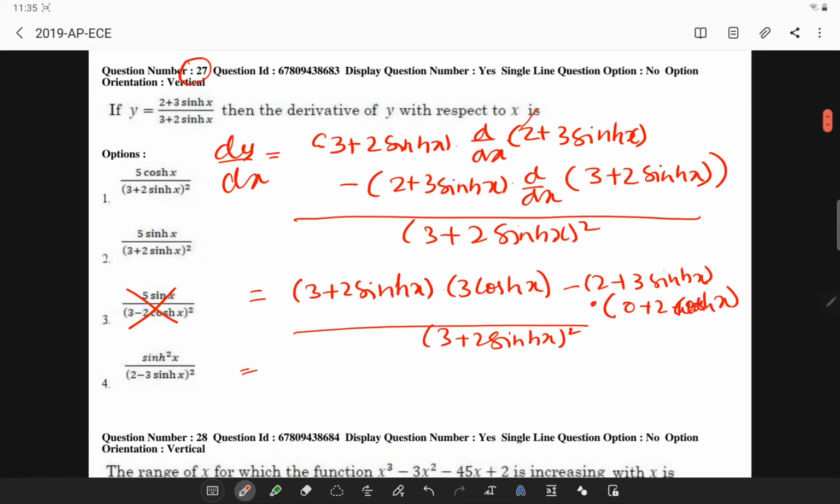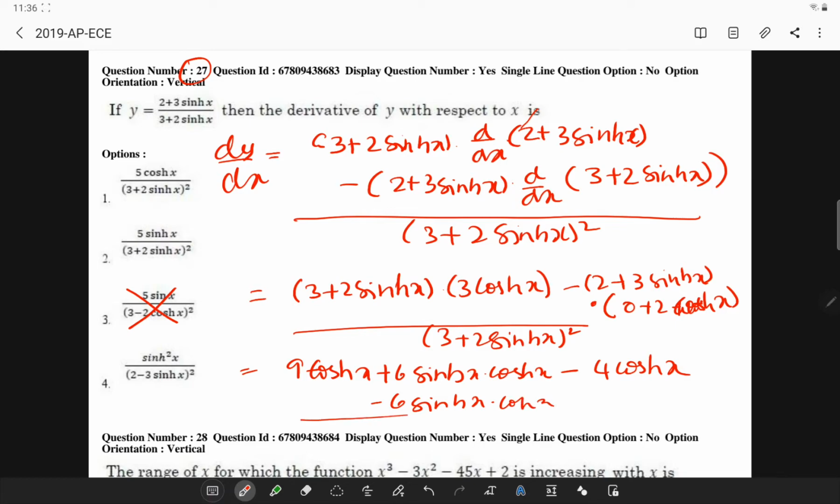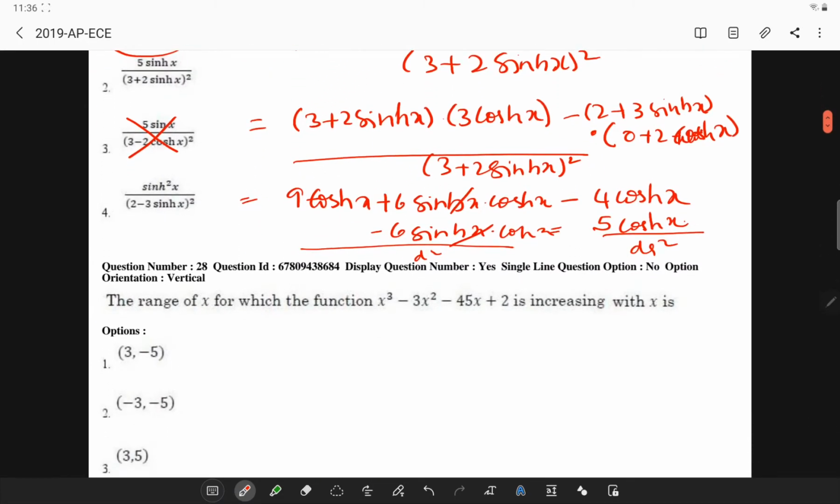So if I do simplification, I will be left with 9 coshx plus 6 sinhx into coshx minus 4 coshx minus 6 sinhx into coshx divided by denominator square. So I'll have this cancelled and I'm left with 5 coshx divided by denominator square. So the answer is simply option 1. Now coming back to the next question.